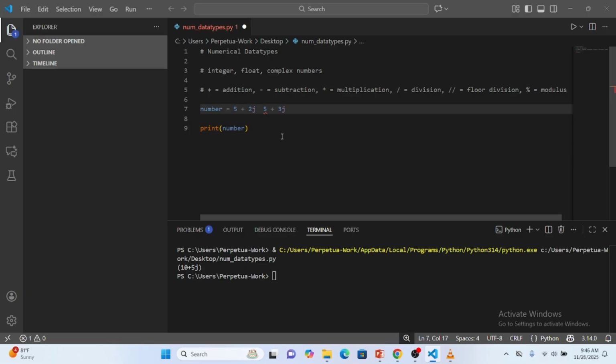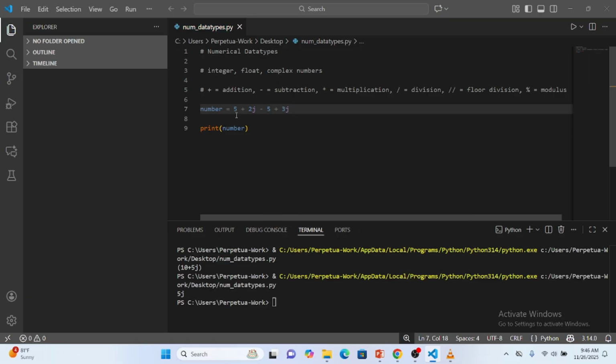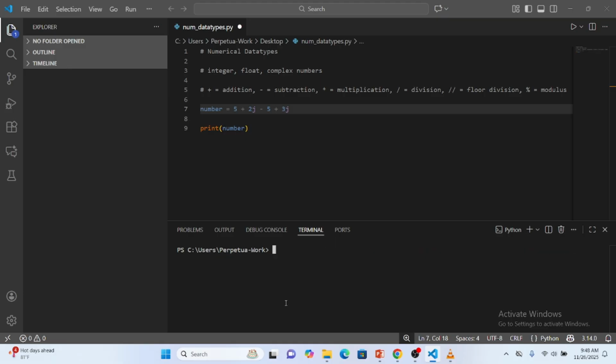So also the subtraction. So if you have 5j, okay, because 5 is 0, what Python does is that it will combine the imaginary numbers. So I'm going to clear my terminal. So the next one we are going to do is the division.